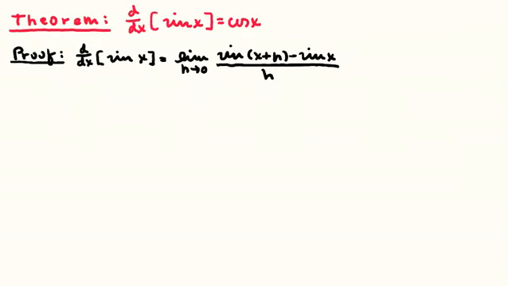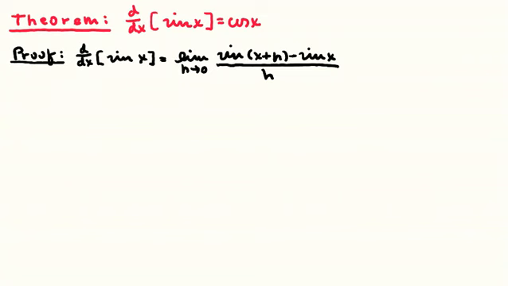All right, so we'll start off with the derivative of sine x, which is cosine x. And what I'm going to do is start with the definition of the derivative. Remember, the definition of the derivative is the limit as h goes to 0 of f of x plus h, which in this case will be sine of x plus h, minus f of x, sine x, all divided by h.